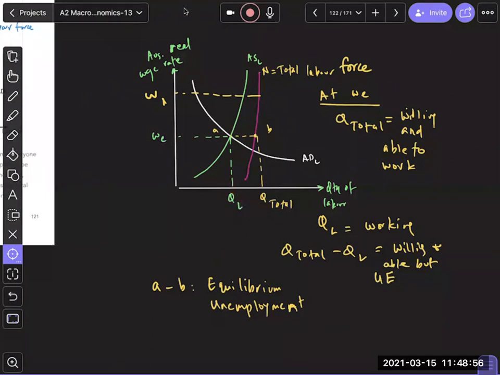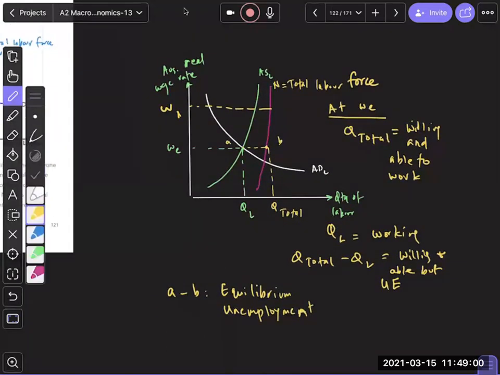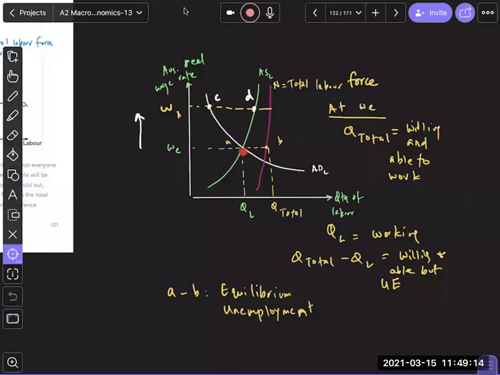Guys, so A to B is my equilibrium unemployment, but I want to show you something else. There's also something called disequilibrium unemployment. So for example, suddenly if the wage rate goes to W1, there's also this gap CD. Why is this gap CD happening? Because at wage rate W1, because the wage rate goes up, only C will be the number of people demanded, but D will be the number of people supplied, right?